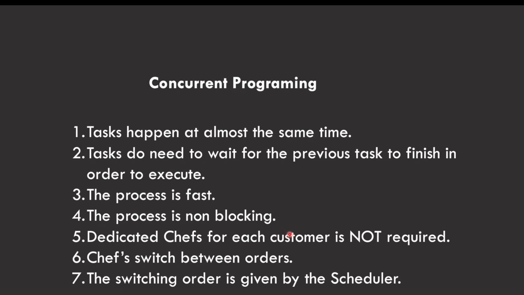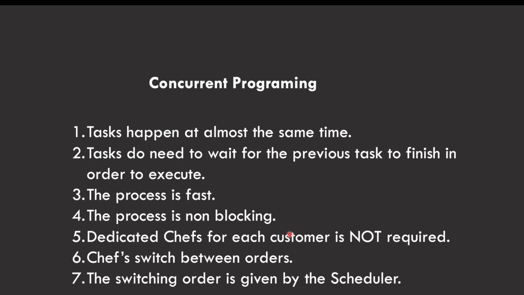So in parallel programming, the tasks happen at the same time. In concurrent programming, the tasks happen almost at the same time, right? The tasks did not need to wait, the process was fast, non-blocking. Dedicated chefs were not required, right? So 5 customers were served by only 4 chefs. This is the beauty of concurrent programming, right? You don't need to have dedicated chefs.